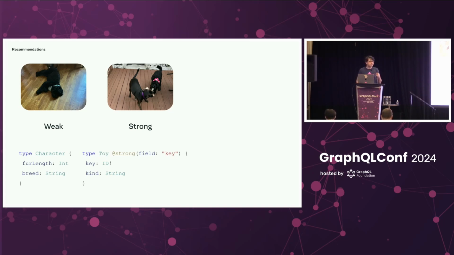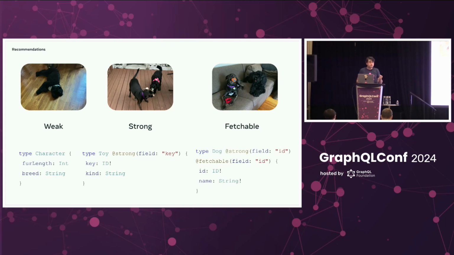But if Kiki is ever gone, we really want to be able to get her back, right? We never want to lose her. So she both is strong, and we've introduced this concept of @fetchable, which means what is the field that lets us get this object back from the server?